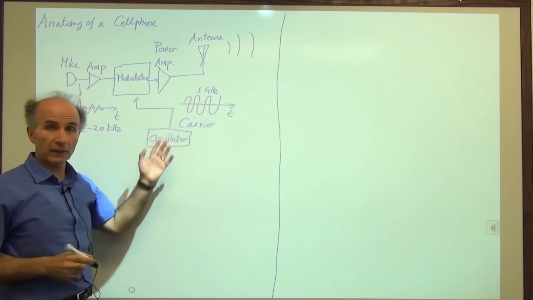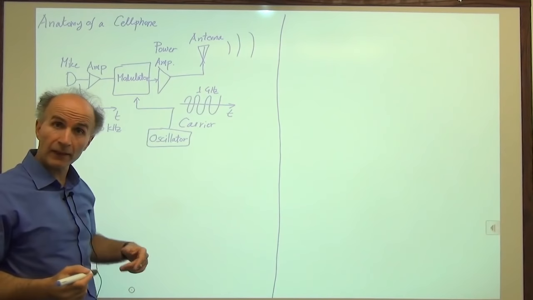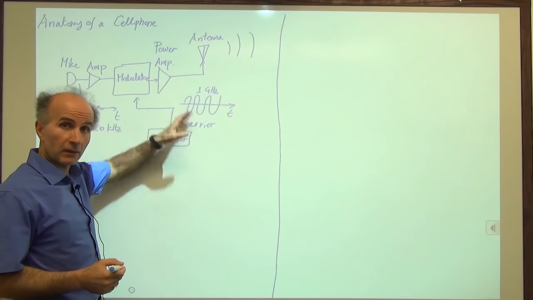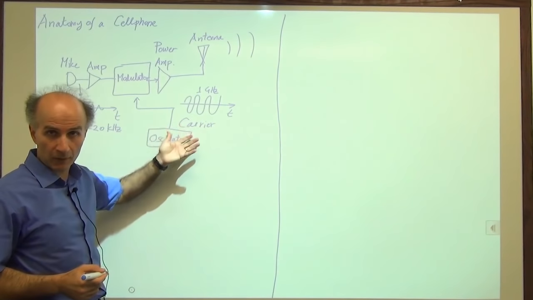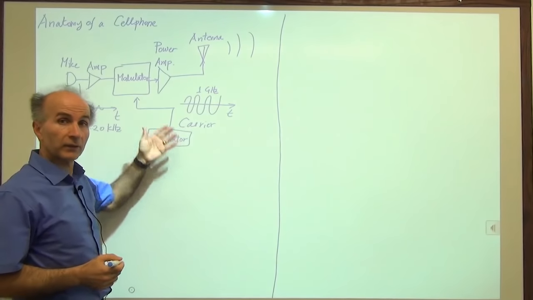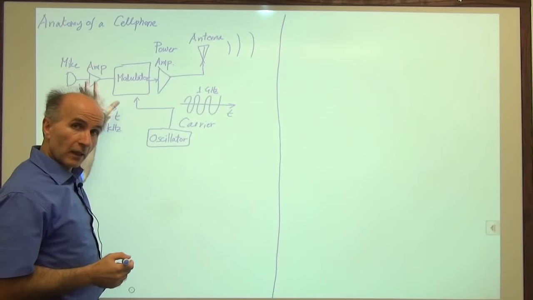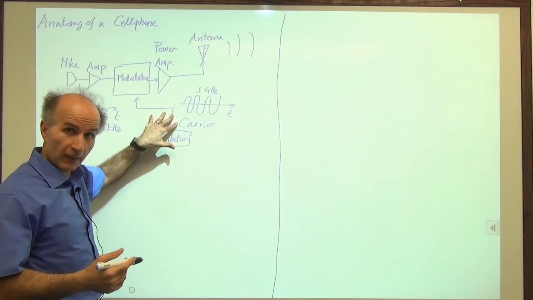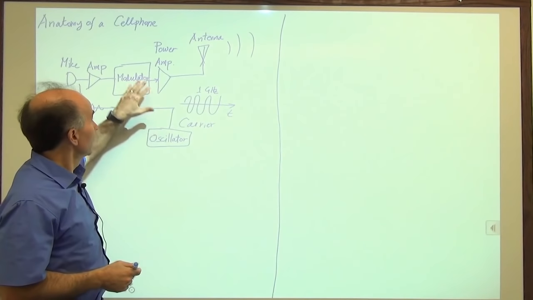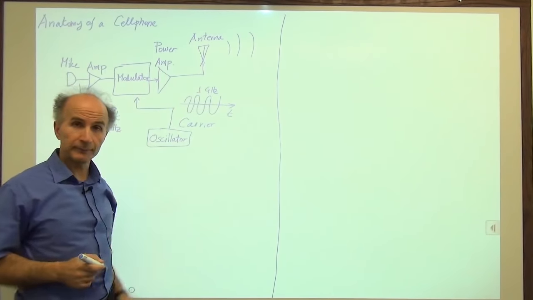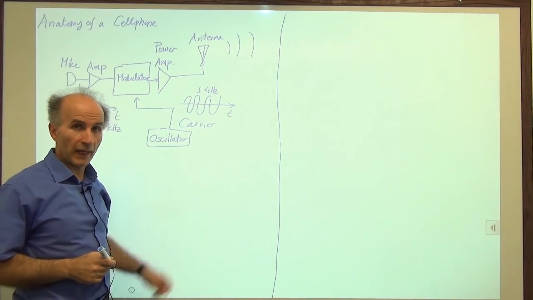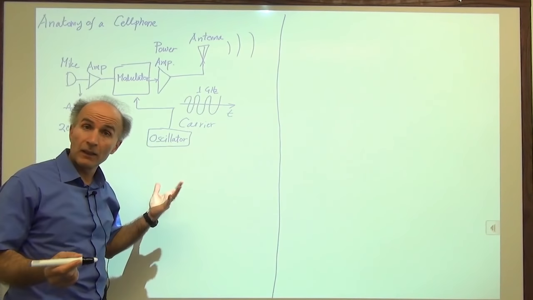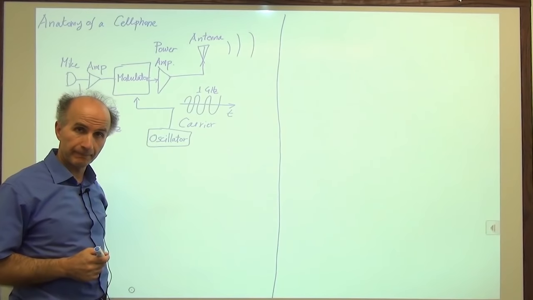So you may have a 1 gigahertz oscillator or a 2 gigahertz oscillator, and the signal comes here. This is called the carrier signal, or sometimes we call it the local oscillator. And then we somehow impress this information on this, maybe modulate its amplitude or its phase or its frequency, and then we go through the power amp and we come out. All right, that's the most basic transmitter that we can build.